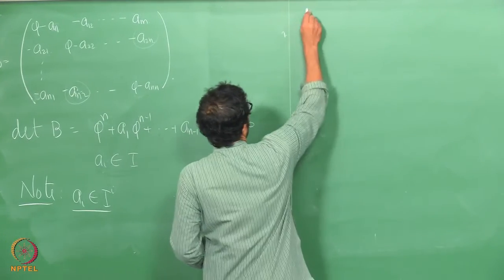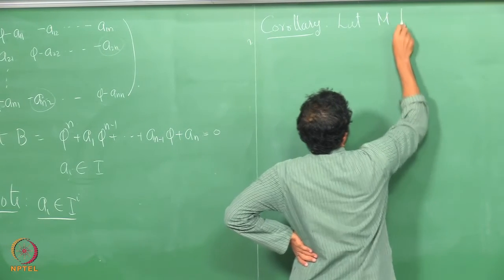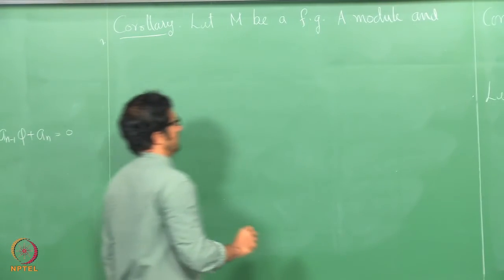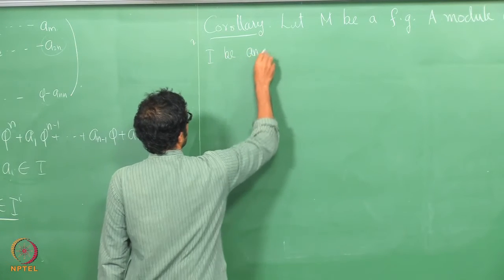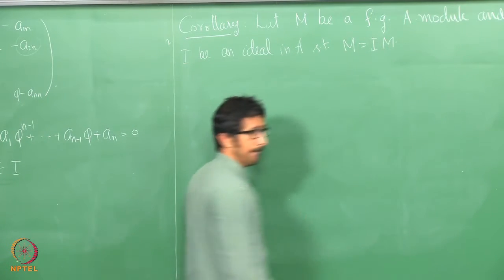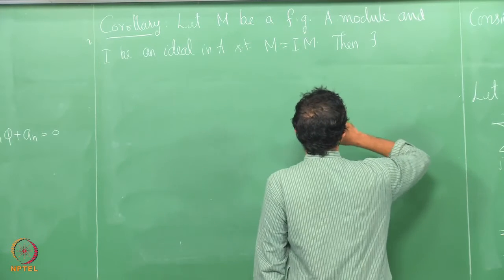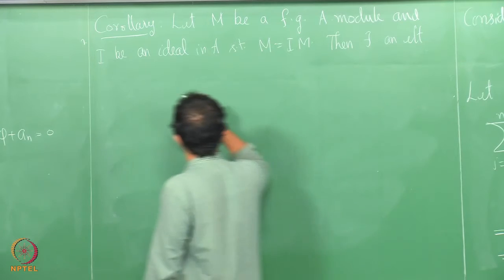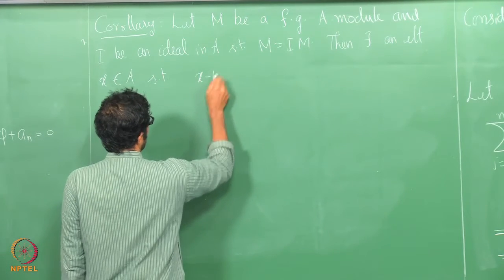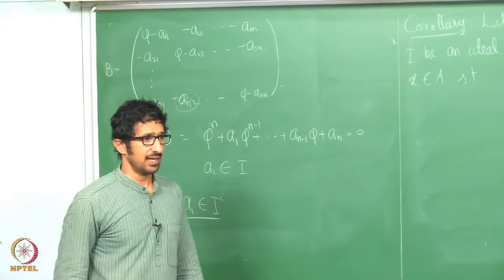This has a very important corollary. Suppose I take, let M be a finitely generated A-module and I be an ideal in A such that M is equal to IM. Okay. Then there exists an element x in A such that x minus 1 belongs to I and xM is 0, or x is in the annihilator of M.